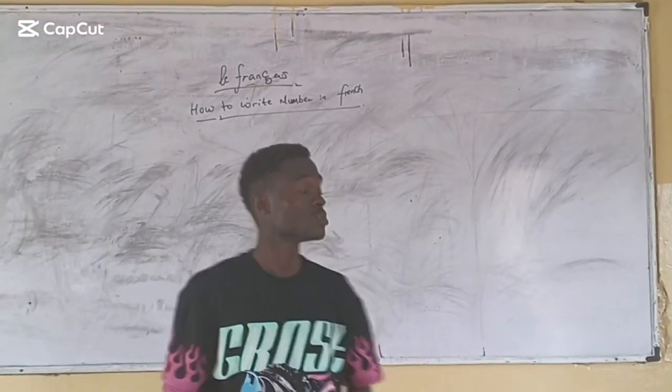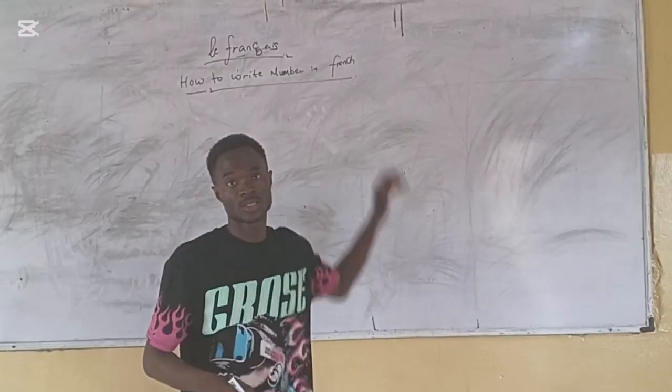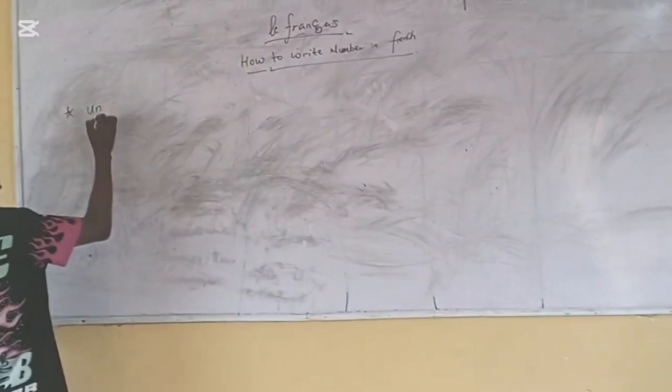Good. So, guys, I'm going to teach you how to write numbers in French. Okay. So, number one, I'm going to write from 1 to 20.